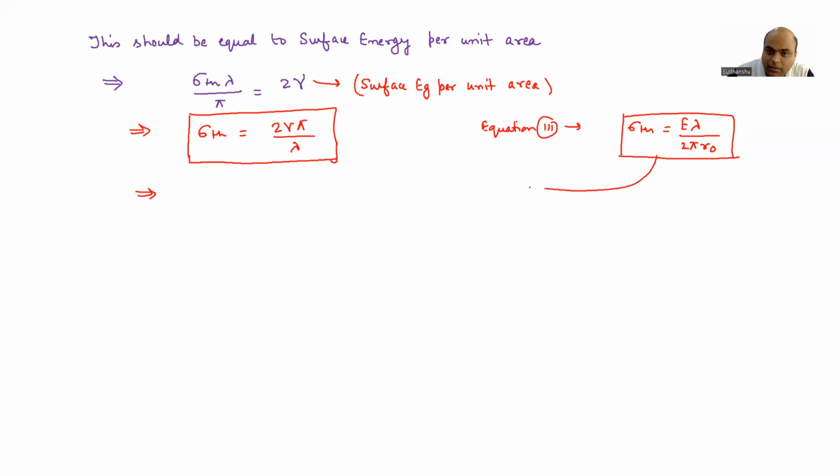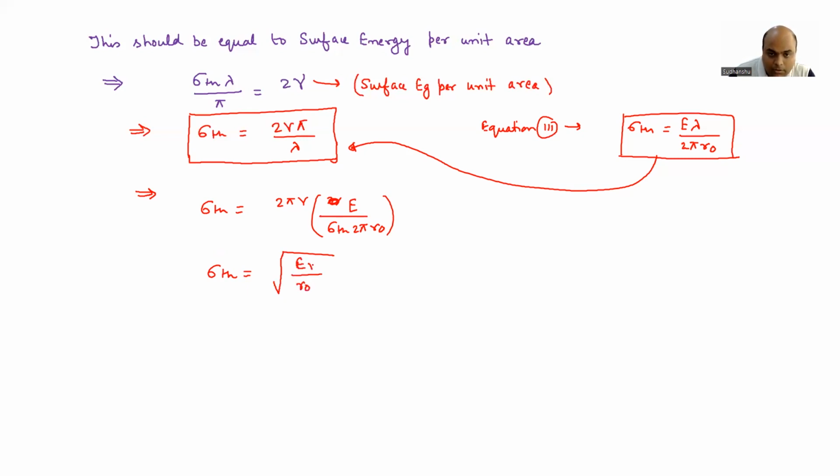So use this one and then place it here. The value of lambda. So this will be sigma th equal to 2 pi gamma, and then lambda is, so maybe 2 pi, sorry, sigma th 2 pi r naught and then E on the top, right? So 2 pi will cancel out. So it will be sigma th equal to root over E by r naught then gamma.